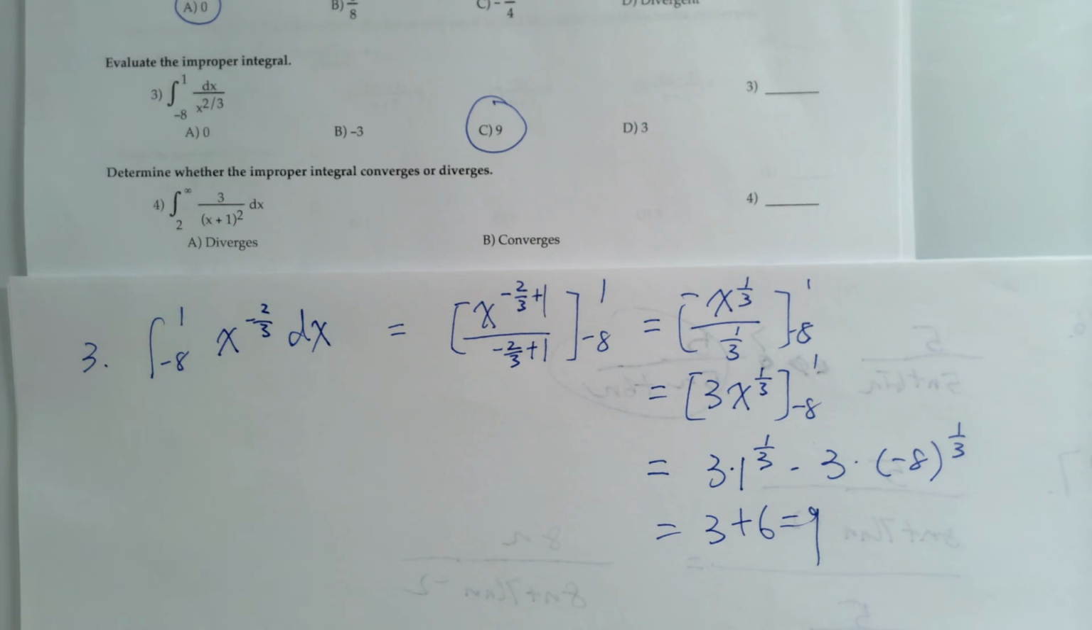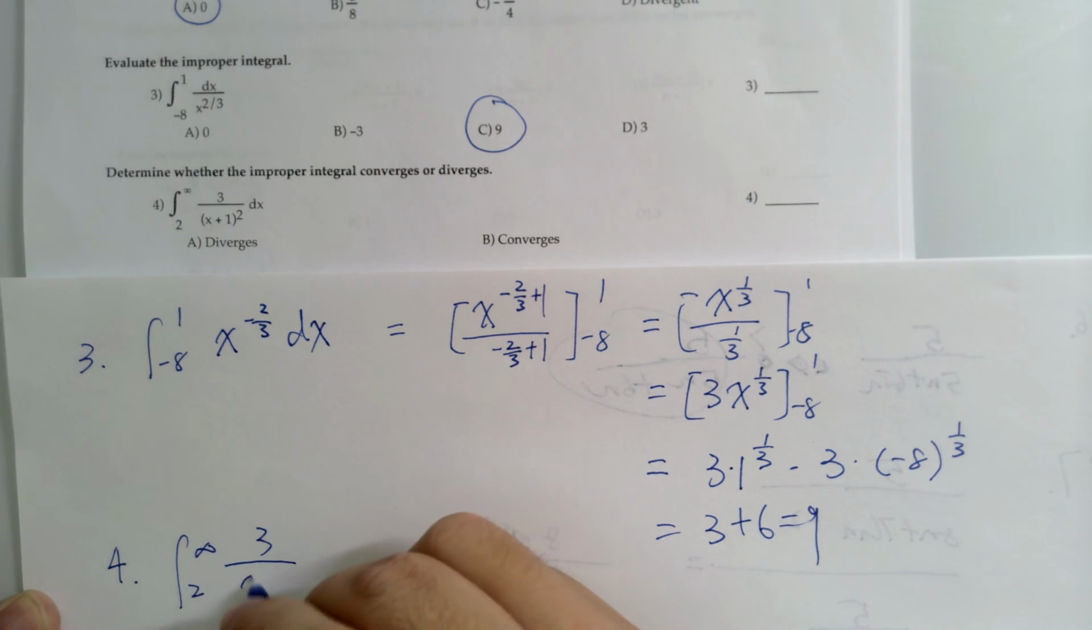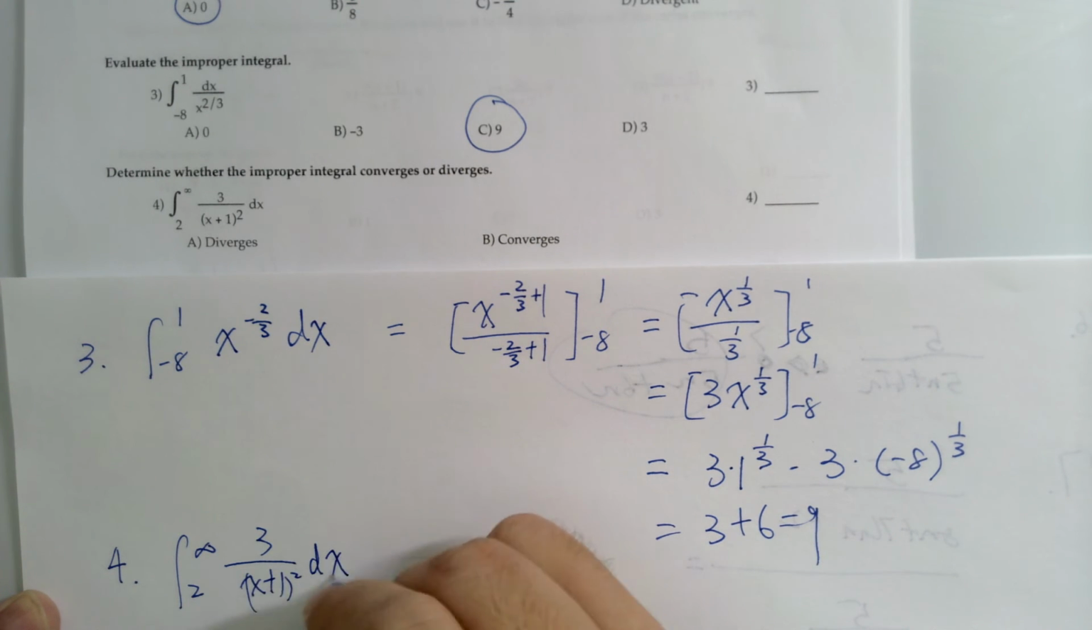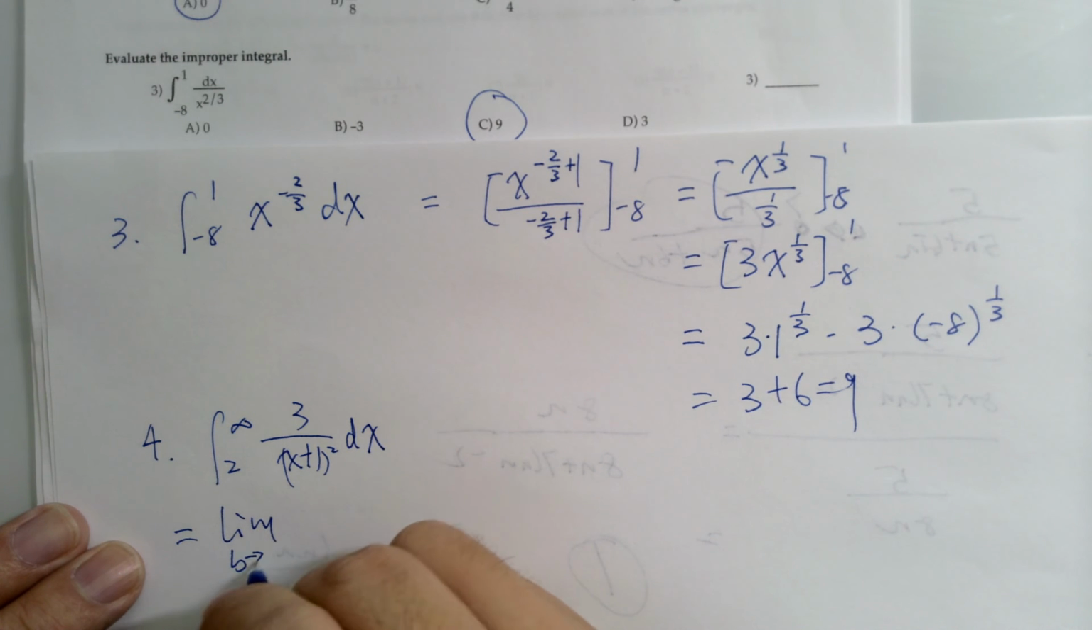Number 4. Determine whether this improper integral converges or diverges. By converges or diverges, that means whether this improper integral is going to have a fixed value or not. So number 4, you see from 2 to infinity, 3 over (x plus 1) squared dx. We can still try to evaluate it this way.